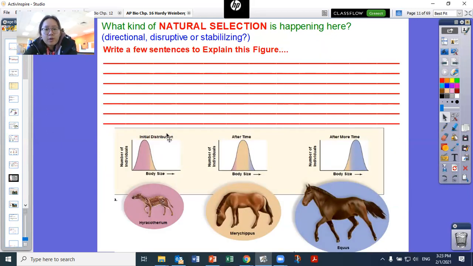Here we're going to look as well. This is actually recorded through history in fossils. You're looking at the ancestors of what we currently have as horses, and we're looking at a body size comparison. Initially, it was distributed around here, and then slowly moved towards here, and then now it's around this size. On the same chart, we're keeping them relative to each other. So what kind of natural selection is happening here? Is it directional, disruptive, or stabilizing? Explain to me, and explain how you know.